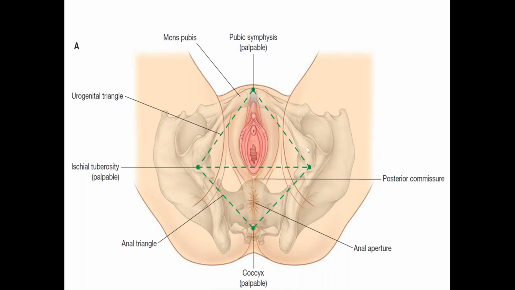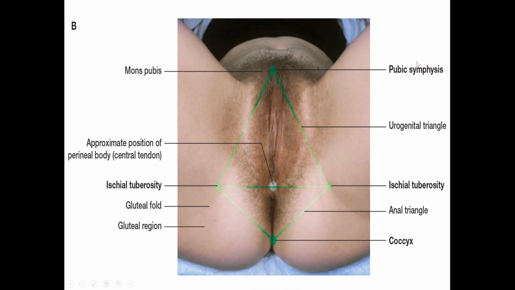This is about the surface anatomy of the perineum. Here is the mons pubis, and this is the urogenital triangle, and this is the ischial tuberosity, a palpable point, and the anal angle. Here I have two triangles: the anterior triangle is the urogenital triangle, and the posterior triangle is the anal triangle. We'll discuss them separately, inshallah. This picture shows the surface anatomy of the perineum.